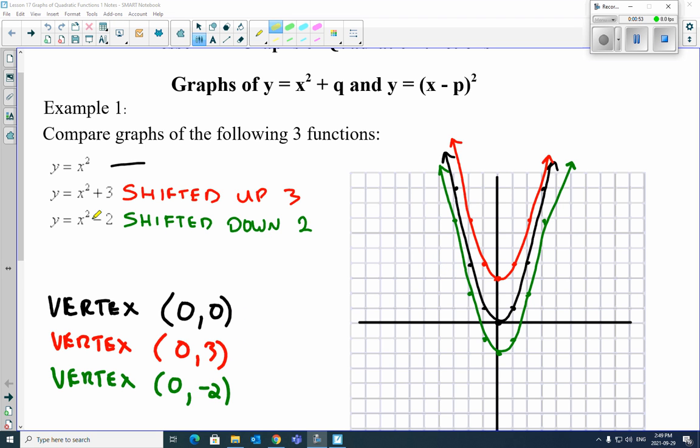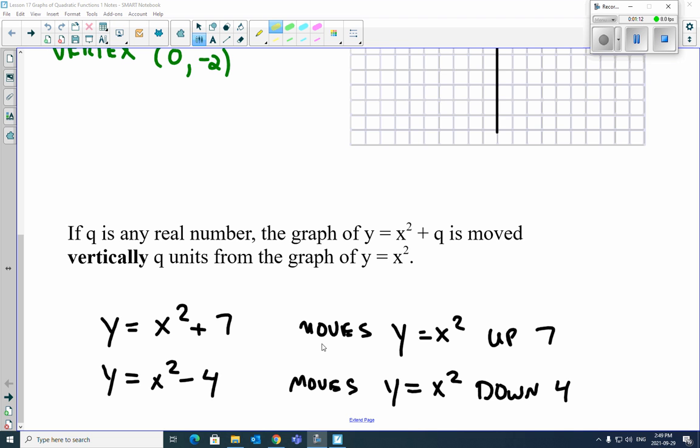Now, what happens if it's y equals x squared minus 2? It's going to take the whole thing and shift it down 2. So it takes the black one here and shifts it down 2. Instead of 0, 0 as our vertex, it's 0, negative 2. And the pattern's still the same: over 1 up 1, over 2 up 4, over 3 up 9. Okay, so basic rule: when it's on the outside, it's moved vertically. So y equals x squared plus 7 is going to move the whole thing up 7 because it's positive 7. y equals x squared minus 4 is going to take the whole thing and shift it down 4. Simple as that. Okay, next page.